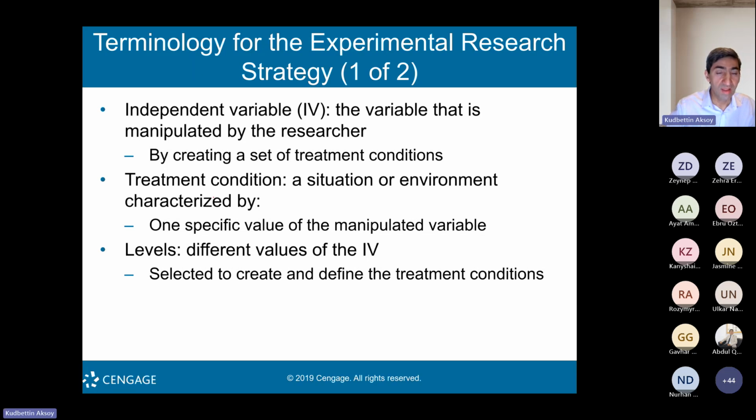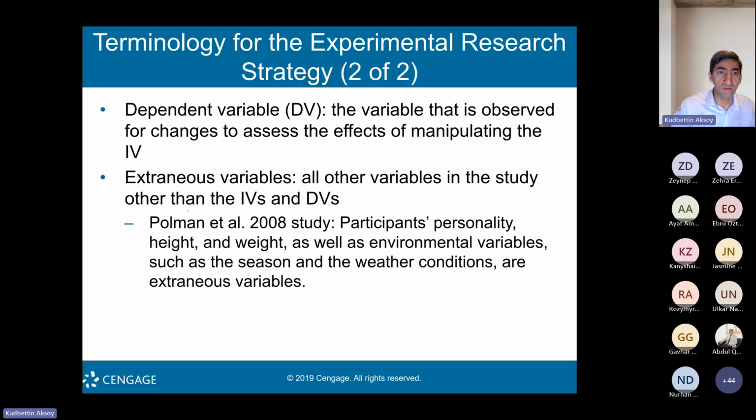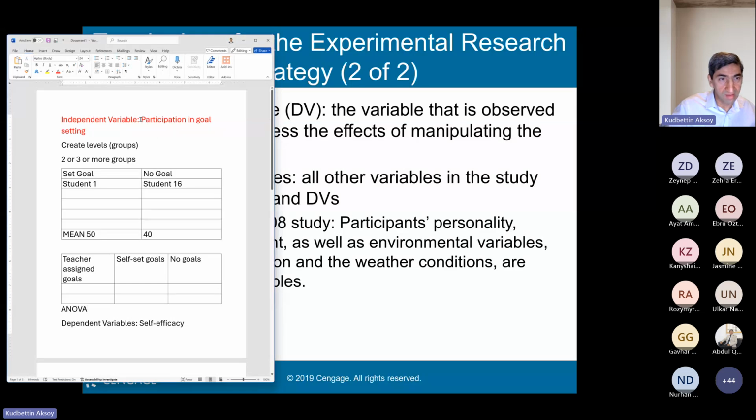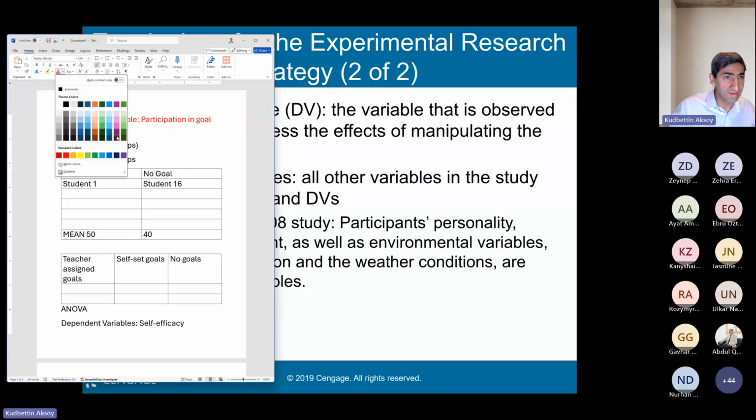So the independent variable is a treatment condition, a situation or environment, and we call that a level. And we have 2 levels, 3 levels, or more levels. The number of levels, minimum 2, will tell you how complicated your study is. The dependent variable is the variable that is observed or changes to assess the effects of the manipulation. Now, one thing that I want to emphasize is right here: this independent variable is a categorical variable.